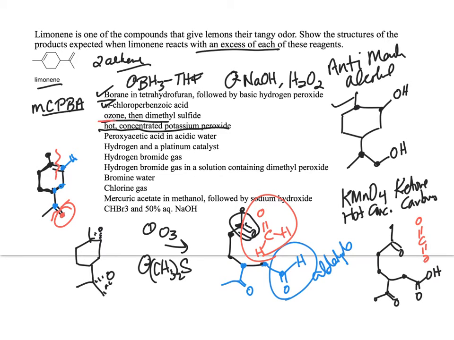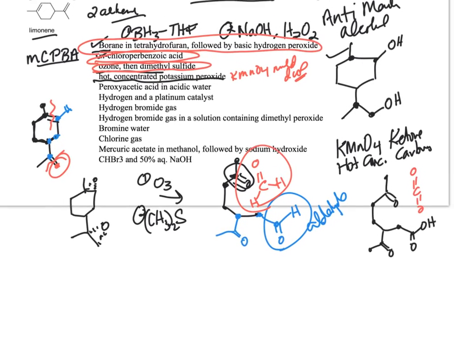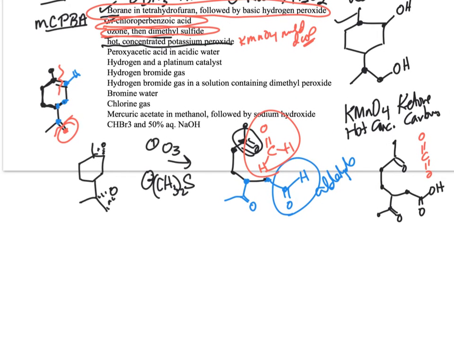I really would care that you understand ozone and the MCPBA and the hydroboration. I like potassium permanganate mild, where you make the diol. I'm not so interested in the cleavage. Okay, let's keep going. The next one is peroxy acid and acidic water. You don't have to do that because that's ring opening, and we're not going to do that.